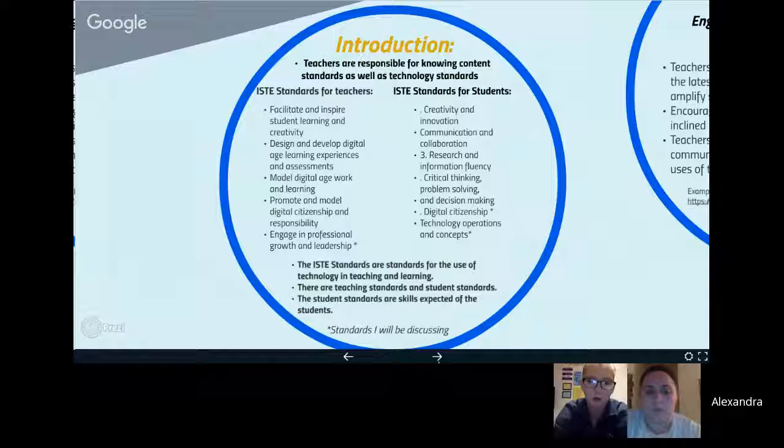And so the ISTE standards for teachers, I said, facilitate and inspire student learning and creativity, design and develop digital age learning experiences and assessments, model digital age work and learning.